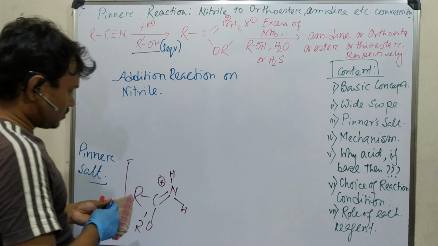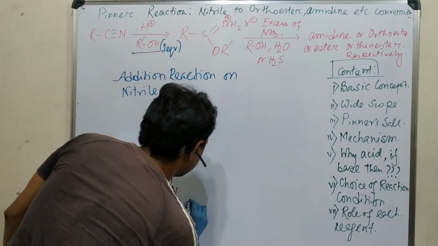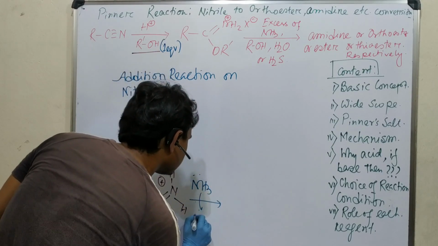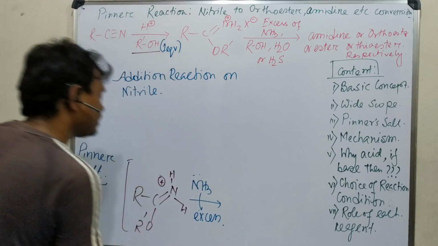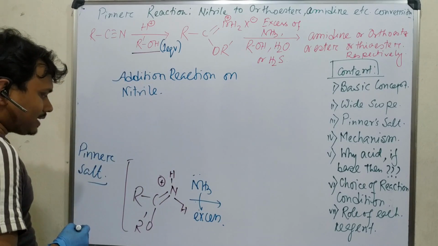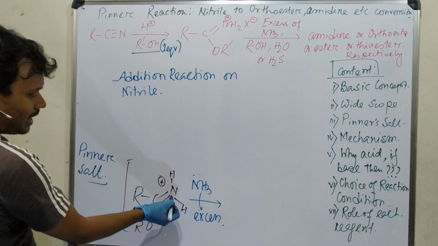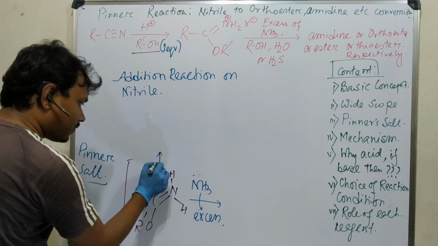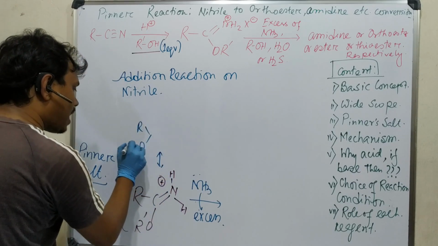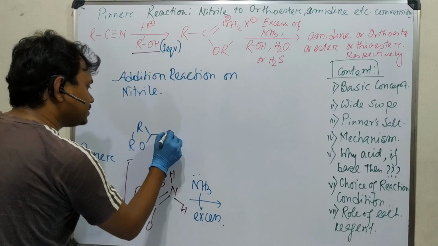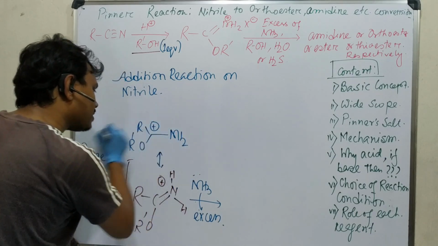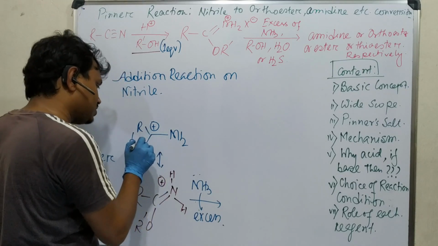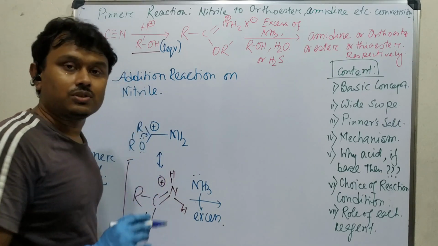Okay. So if you use ammonia, what is going to happen? Ammonia in excess. If ammonia is in excess, what can it do? Since this carbon is attached to a nitrogen having positive charge, another canonical form is expected: OR prime, carbon, NH2, with the positive charge on carbon. So this center will act as an electrophile, and secondly, this positive charge is also resonance stabilized by this, so it is not that unstable.